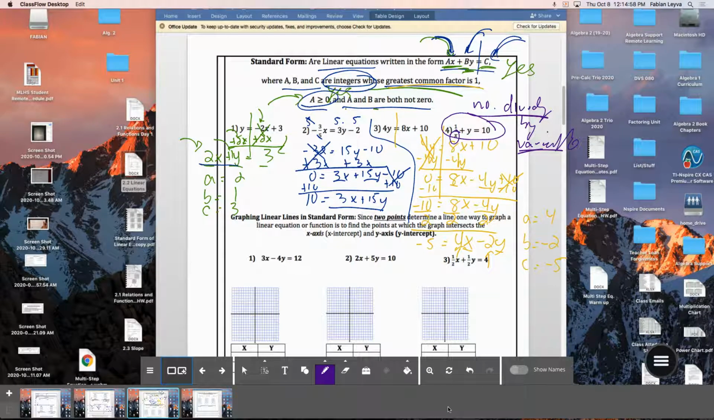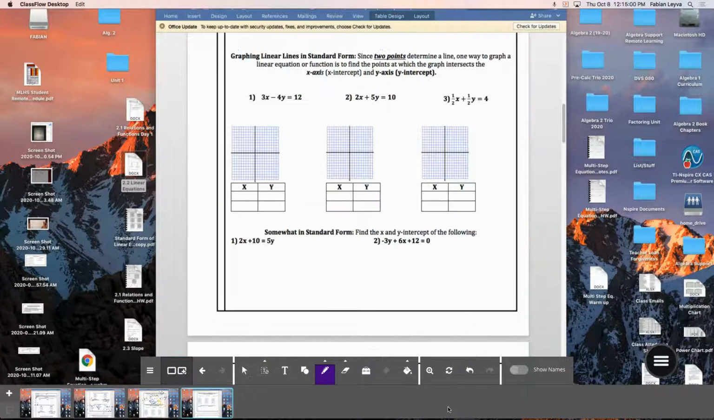So you might ask, why in the world are we spending all this time figuring out this form? The reason is because it is super, super easy to graph. If I give you these equations, 1, 2, and 3, it is super easy to graph if you have them in standard form. Now, before that, let's cover something really quick. Since 2 points determine a line, I could draw 2 points anywhere and draw a line through them. One way to graph a linear equation or a function is to find the points at which the graph intersects the x-axis, the x-intercept, and the y-intercept.